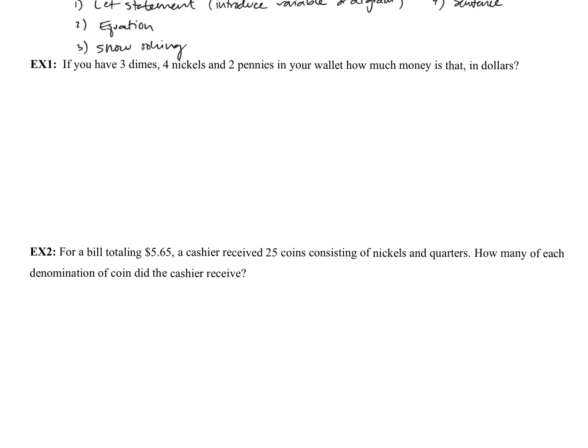If you have 3 dimes, 4 nickels, and 2 pennies in your wallet, how much money is that in terms of dollars? Well, what do we have? We have dimes, nickels, and pennies. And then we want to figure out the final value in dollars. So I'm going to let M equal total amount, D equal dime amount, N equal nickel amount, and P equal penny amount.